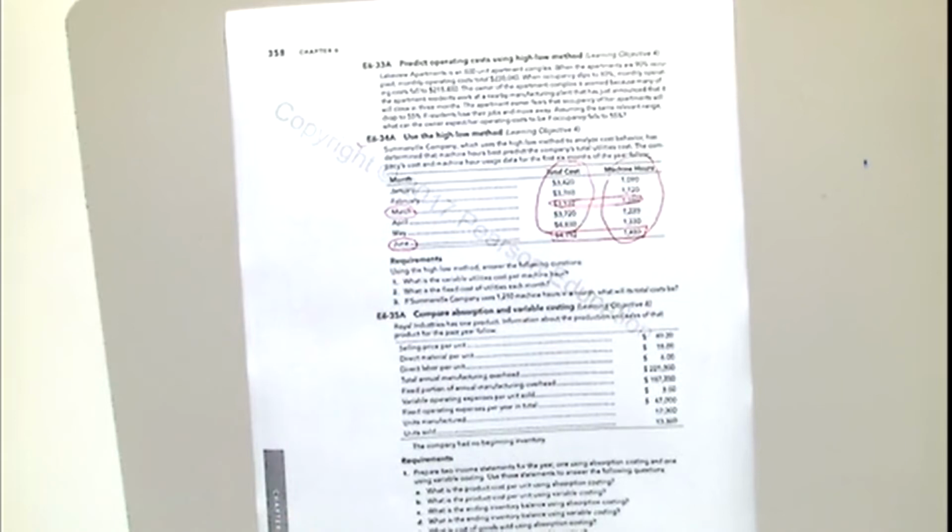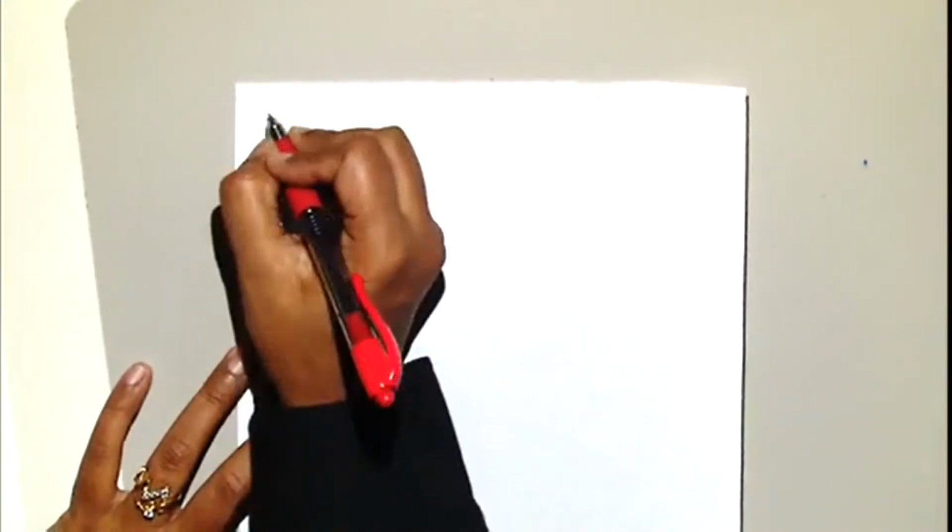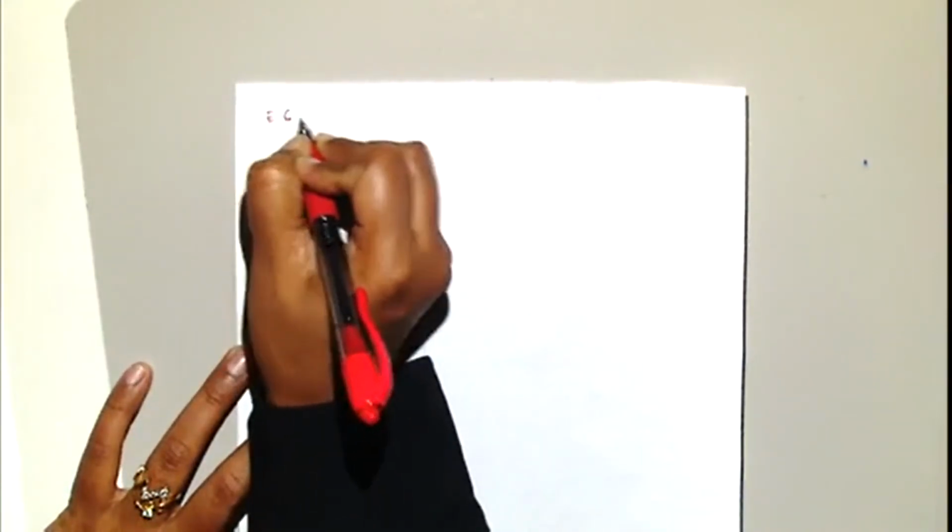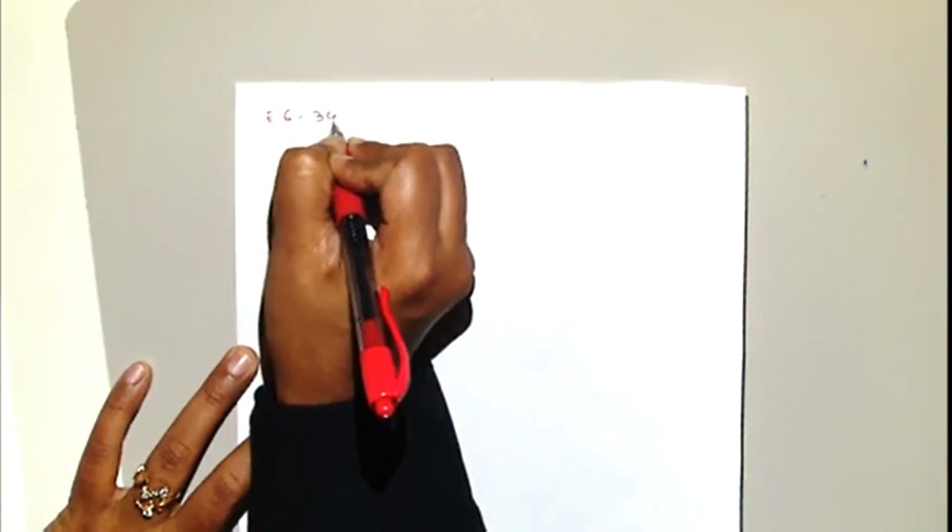So don't be confused to see 6 months, 6 numbers, 6 costs, 6 hours. We will do the same thing, but we're going to take only our high volume of hours and low volume of hours. So let's try to do it. I hope, yes, good. We have enough time. So let's try to do E634A.